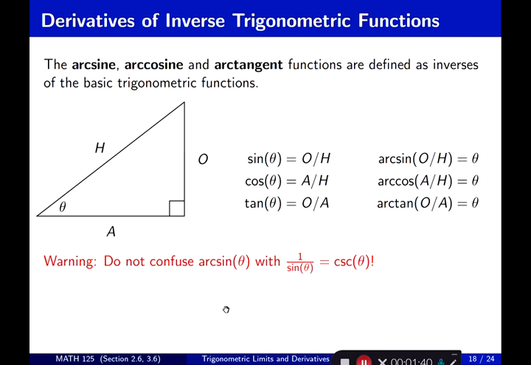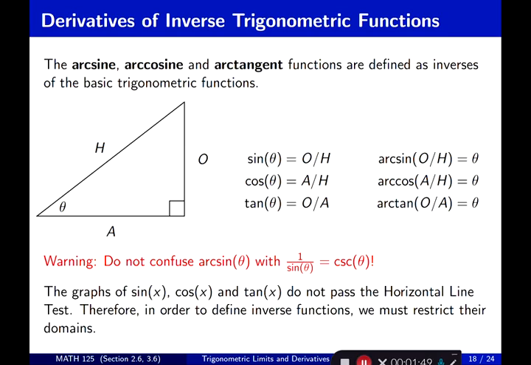Warning, do not confuse arcsine theta with 1 over sine theta, and that's cosecant theta instead. And also remember that the graphs of sine theta, cosine theta, tangent theta do not pass the horizontal line test. That means that they're not one-to-one. Therefore, in order to define inverse functions, we must restrict the domain.